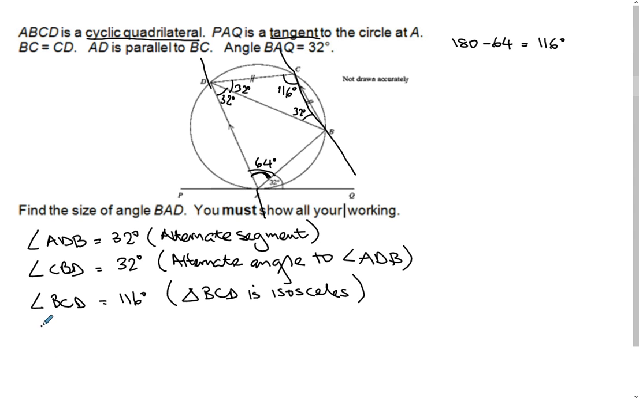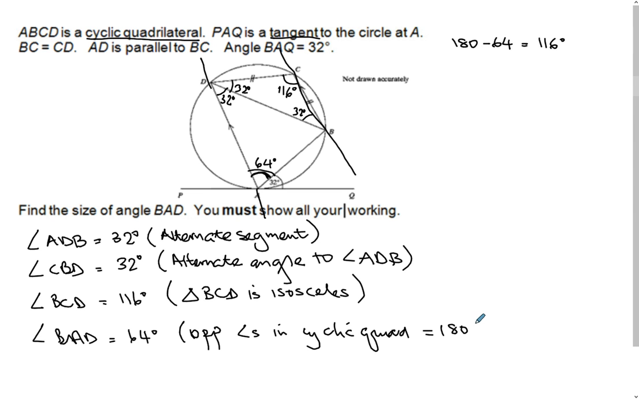and angle BAD equals 64, opposite angles in cyclic quad. No, you have to write the quadrilateral. Add up to 180. Okay, good.